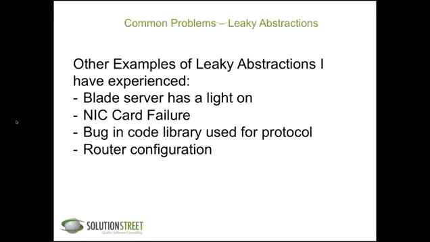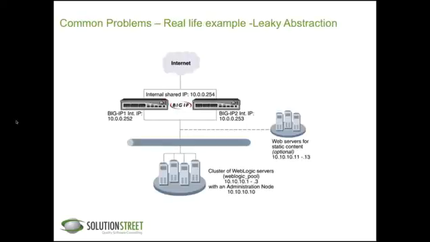We've been sitting here for 3 days racking our brains, and there's a light on it. I guess the light means there's some problem. I don't know what the problem was, but they took it out. NIC cards can fail in lots of weird ways. We'll talk about that later. Bugs in code, a library used for a protocol, router misconfigurations. These are all examples of leaky abstraction. This was my first real big, real-life leaky abstraction.